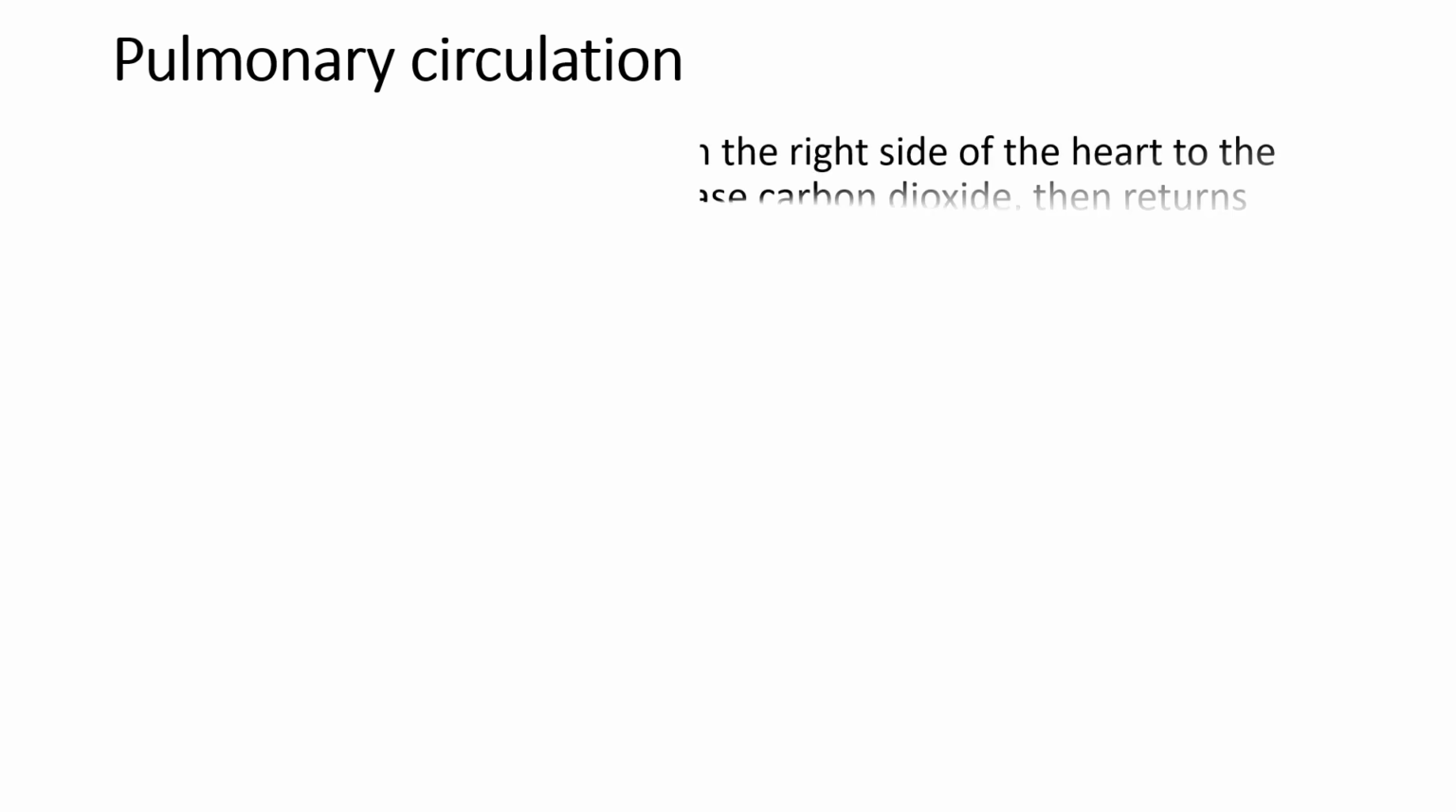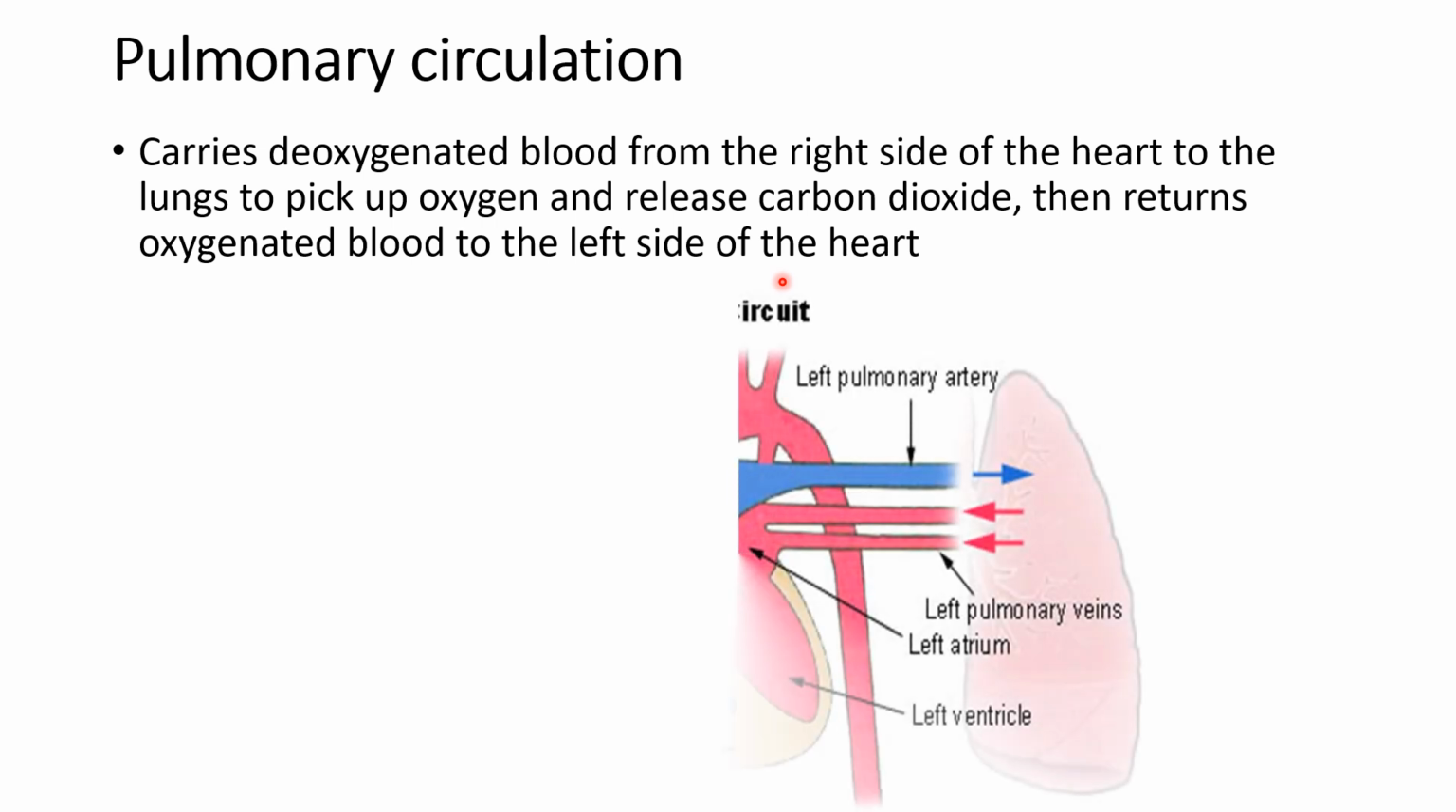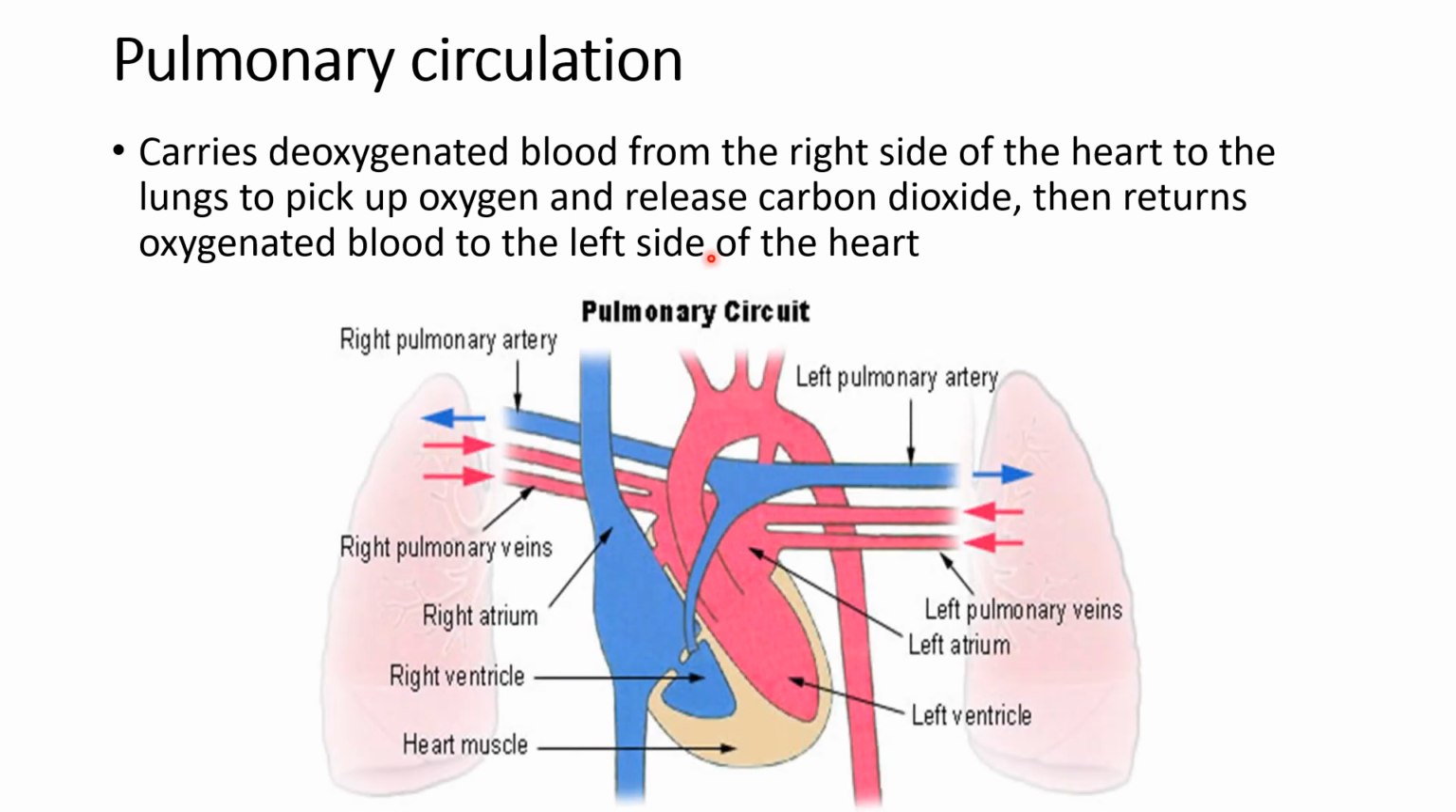Pulmonary circulation. This circuit carries deoxygenated blood from the right side of the heart to the lungs to pick up oxygen and release carbon dioxide, then returns oxygenated blood to the left side of the heart. And that is all about the pulmonary circulation. It is also known as the pulmonary circuit.